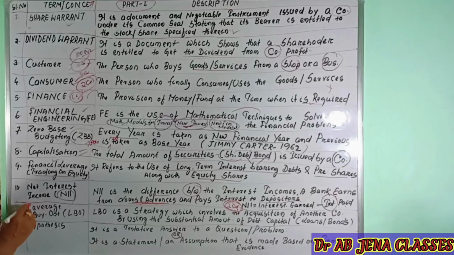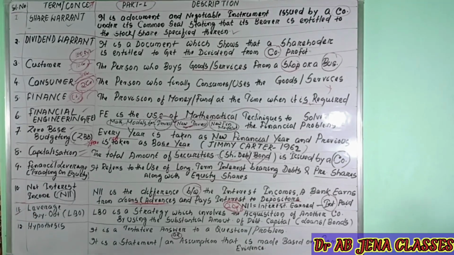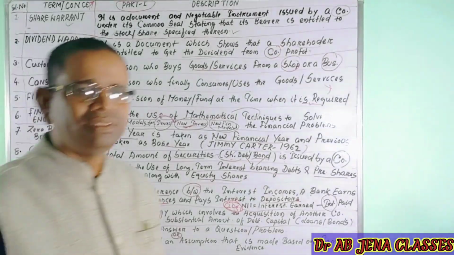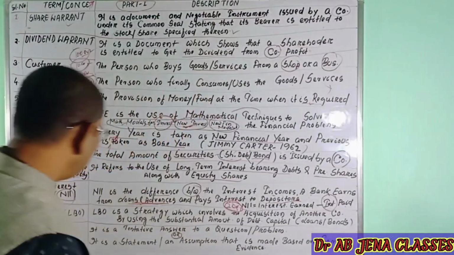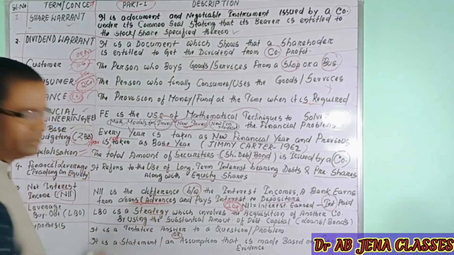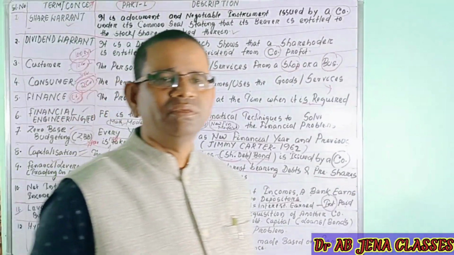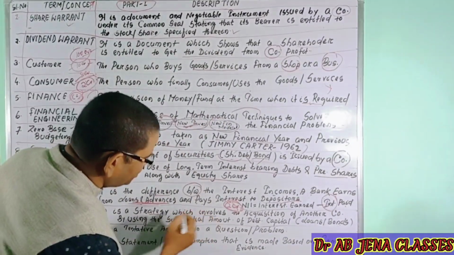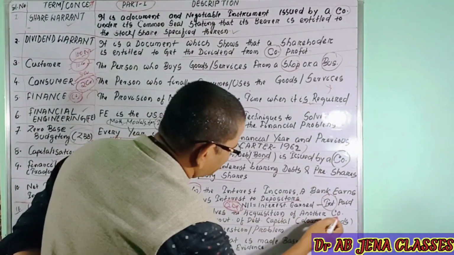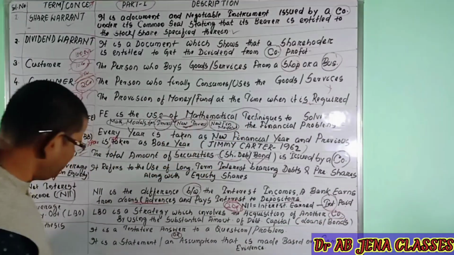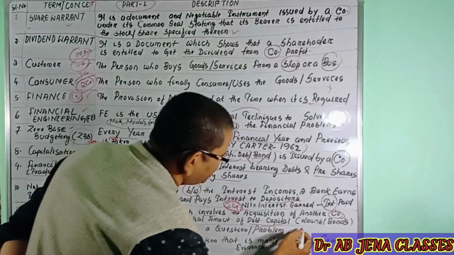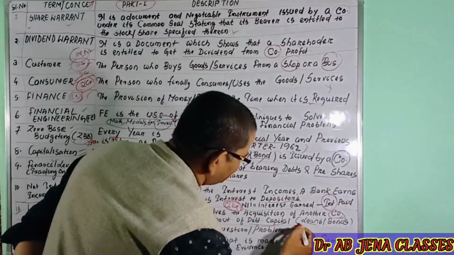Okay. Next concept is LBO. LBO stands for leveraged buyout. What is this LBO? LBO is a business strategy which involves the acquisition of another company by using a substantial amount of debt capital, or borrowed money.